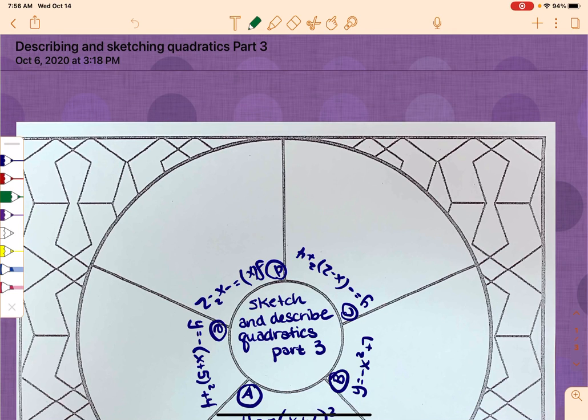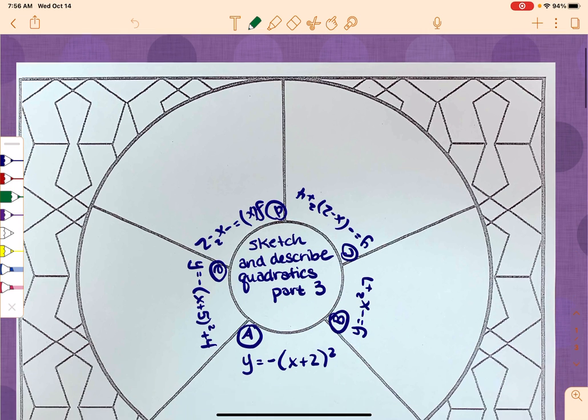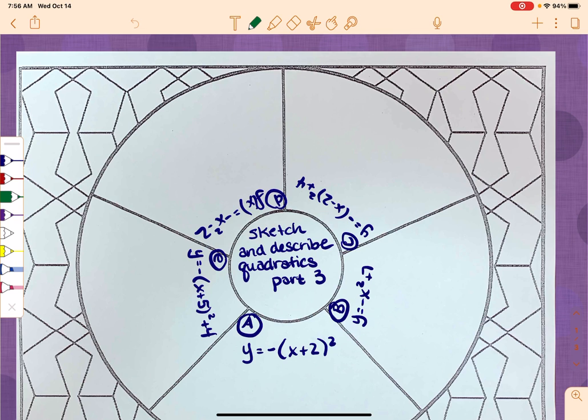Hi guys. Today we're going to talk about sketching and describing quadratics, and this is going to be our part 3. So we're going to pull this together, so after this we'll be able to write a very good description from any equation of what's going on with the quadratic, as well as be able to sketch anything we want after this. We should have a pretty good idea of this.